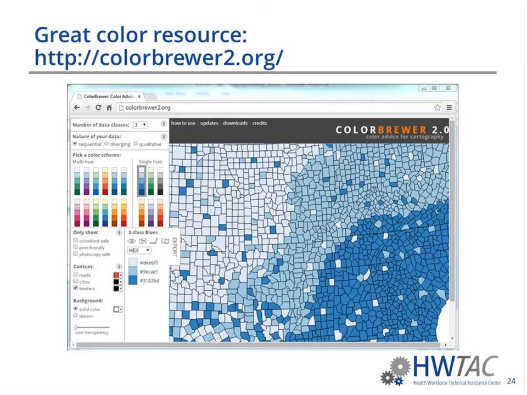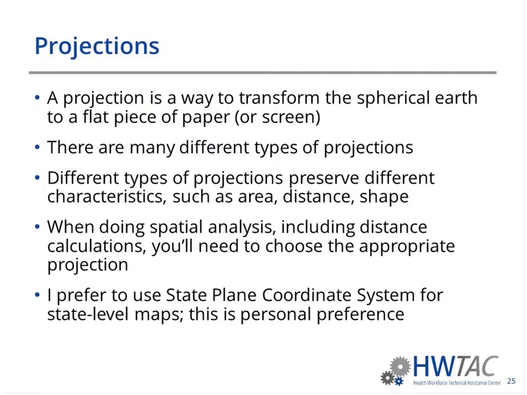All right, I'm not going to spend much time on projections, but I thought it was important to mention. The Earth is round, and our maps are generally flat pieces of paper or flat monitors. So a projection is a way to take the round Earth and put it on a flat surface. There are lots of different types of projections. Some types of projections preserve different characteristics. So one projection might keep the area the size it is in real life. Some might preserve distance, and some might keep the shape.